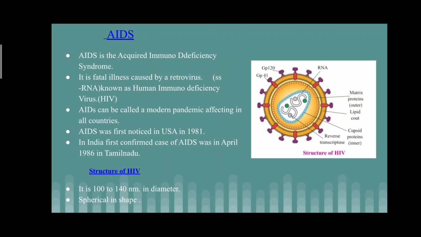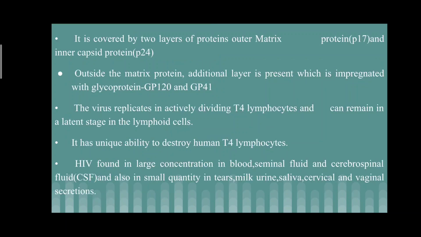protein, that is the P24. In this way, two coatings of proteins are present, and outside the matrix and capsid protein layers, there is an additional layer of lipids impregnated with glycoproteins, that is GP120 and GP41. In this way, the structure of HIV virus is diagrammatically studied.